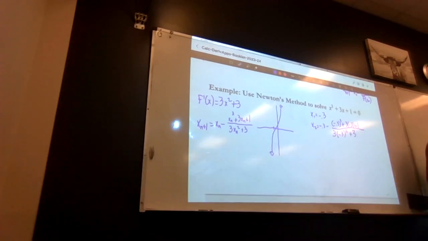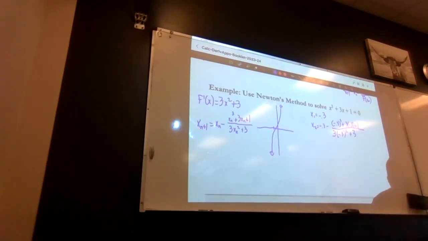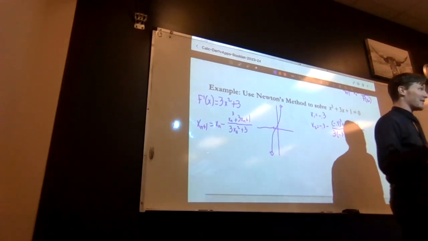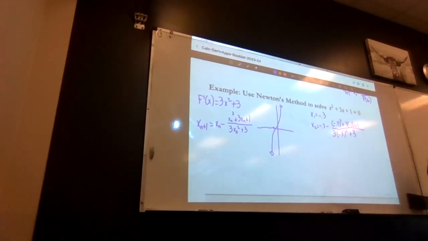Okay, so now what do you do with this? Calculate it out by hand, obviously, right? Just kidding. Just stick that in your calculator. Newton's method is not a no-calculator thing. It is a calculator kind of thing.